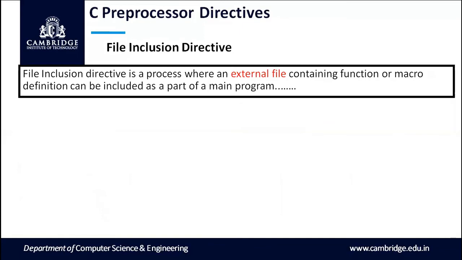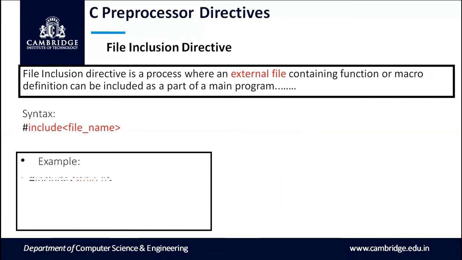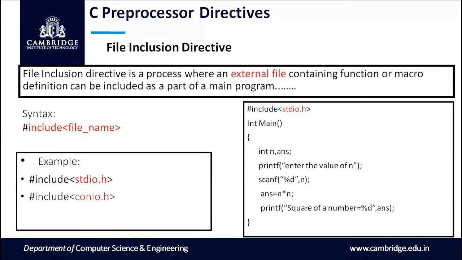The meaning of file inclusion is that we are going to add an external file into our main program. This is very much familiar to all. The syntax is #include filename, where the file name is stdio.h or conio.h or math.h, or whatever it may be.